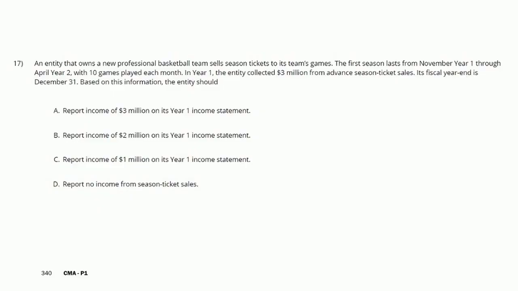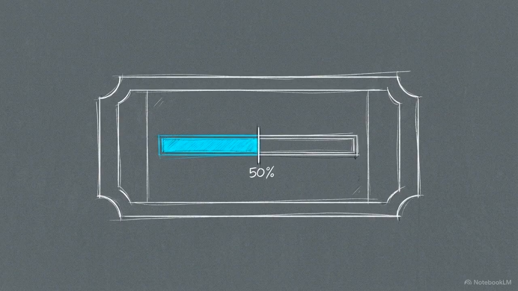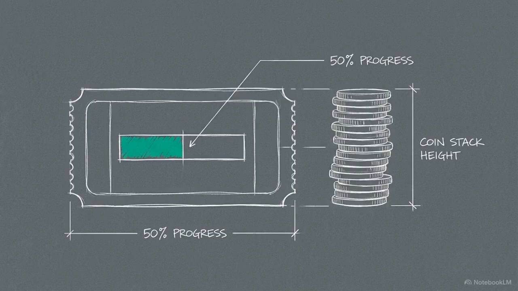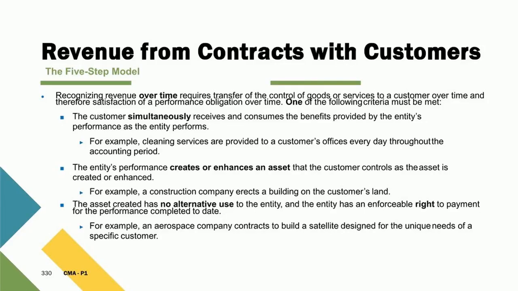This basketball season ticket case study demonstrates over-time recognition. The team collects $3 million in advance for a season spanning November to April. By the December 31st fiscal year end, only a portion of the games have been played. Because the fans receive and consume the benefits as the games are played, control transfers gradually. The revenue is recognized sequentially as the team fulfills its performance obligation. We also recognize revenue over time if the entity creates a customized asset with no alternative use, such as a specialized satellite for an aerospace customer.